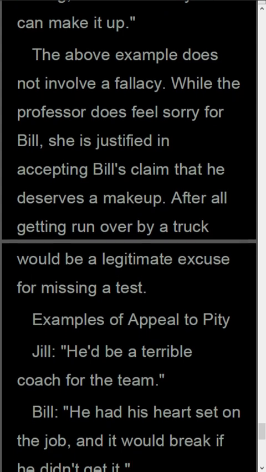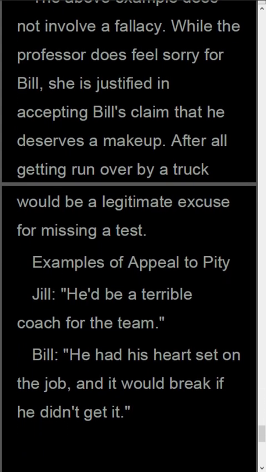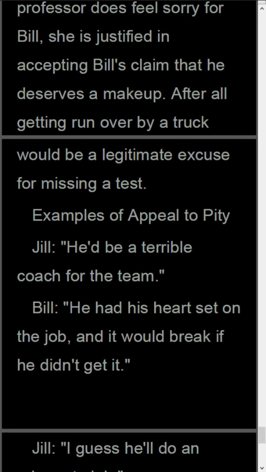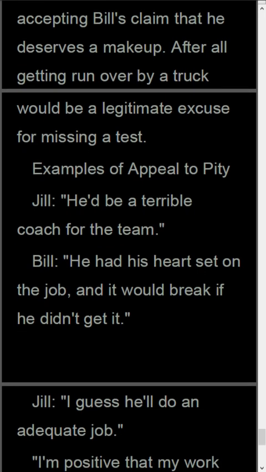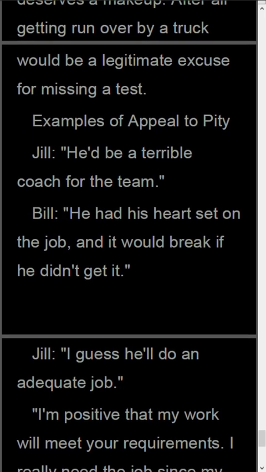The above example does not involve a fallacy. While the professor does feel sorry for Bill, she is justified in accepting Bill's claim that he deserves a makeup. After all, getting run over by a truck would be a legitimate excuse for missing a test. Examples of appeal to pity.